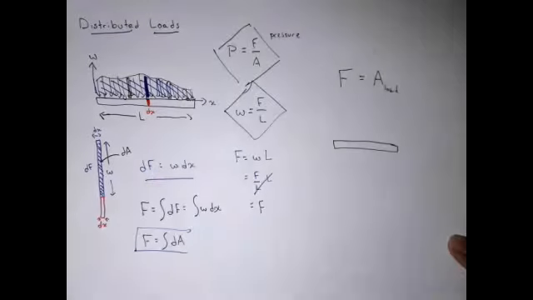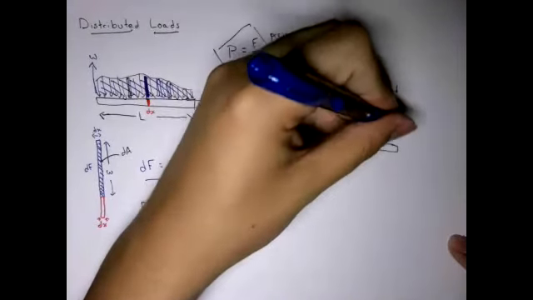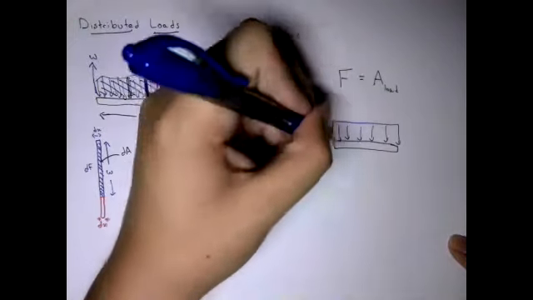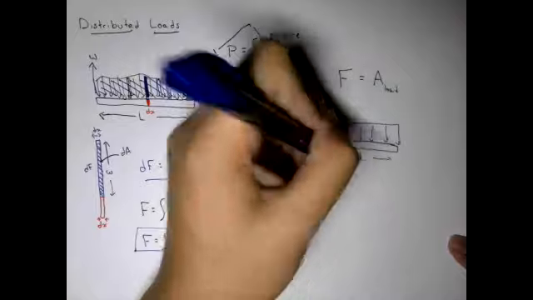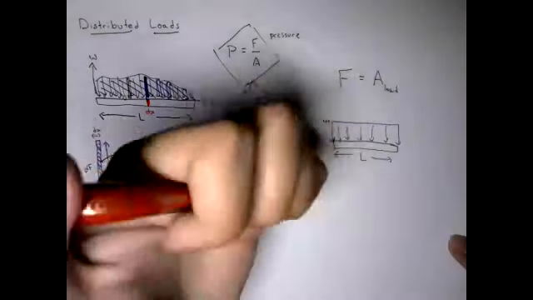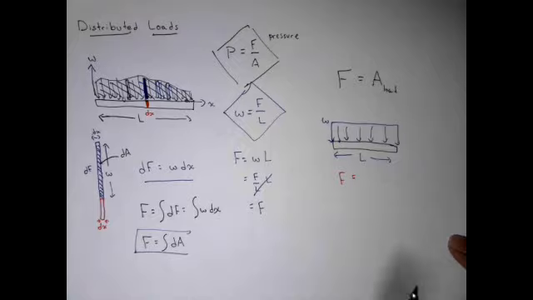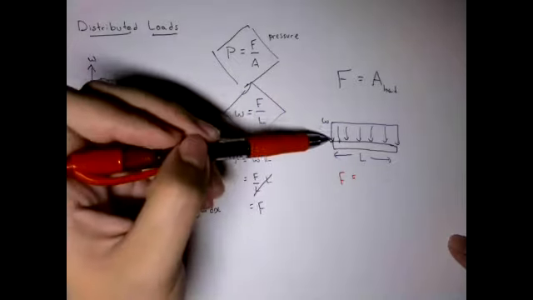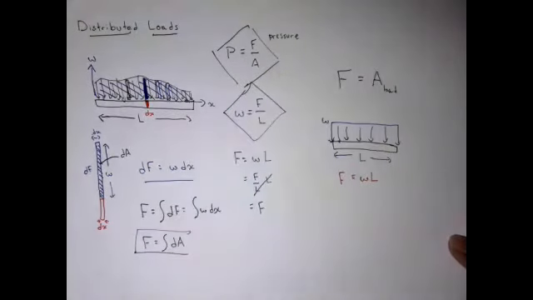Let's look at the example where my force is evenly distributed. In other words, my force has a rectangular distribution with a maximum load of W and a length of L. So what is the total force acting on this bar? We know that the force is equal to the area of the load, and the area for a rectangle is the length times the height. So the total force is WL.